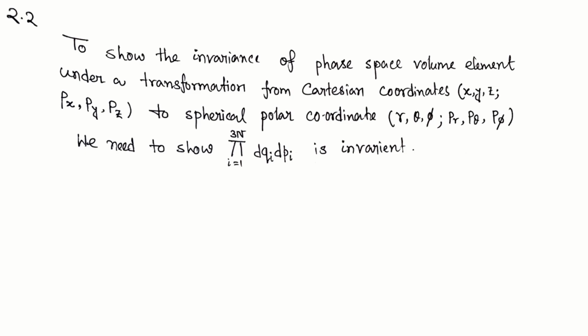So to show the invariance of the phase space volume element under transformation from Cartesian to spherical, we have to show that the volume element, the multiplication of dq and dp, should be invariant. In my previous video, I also used the Jacobian. In this video, I will also use the Jacobian to solve this problem. Actually, we have to show that the Jacobian determinant should be unity, so that this volume can be the same.